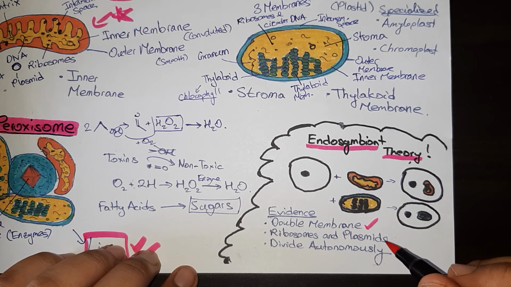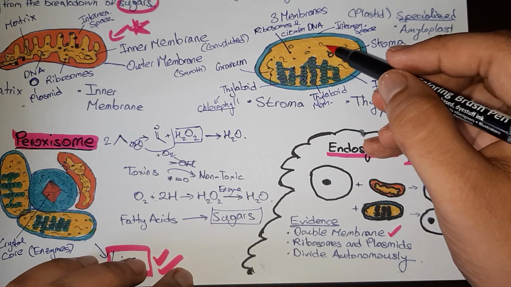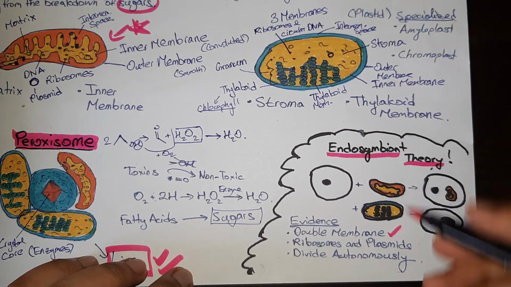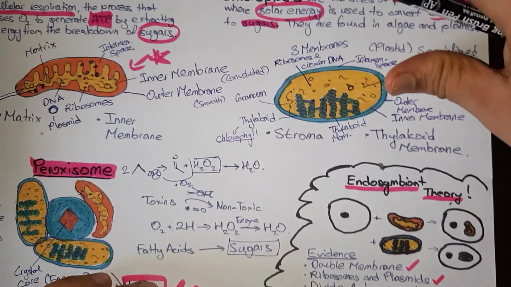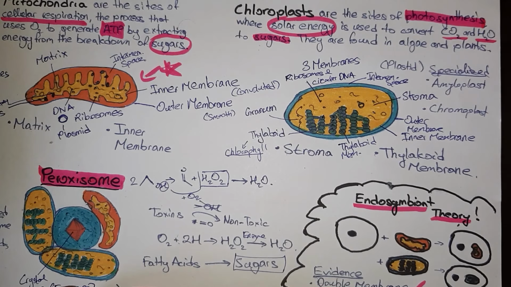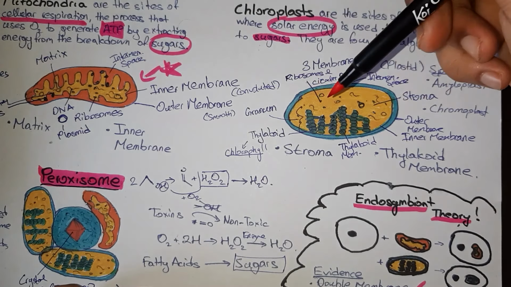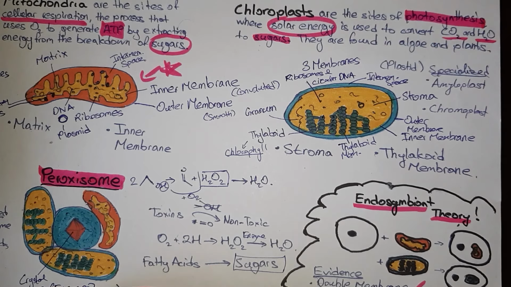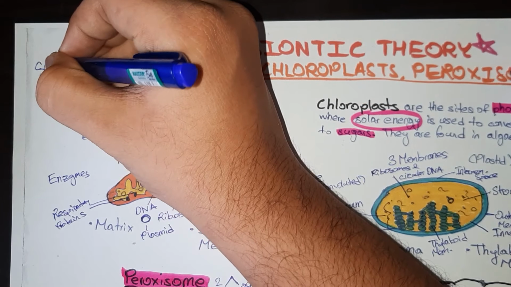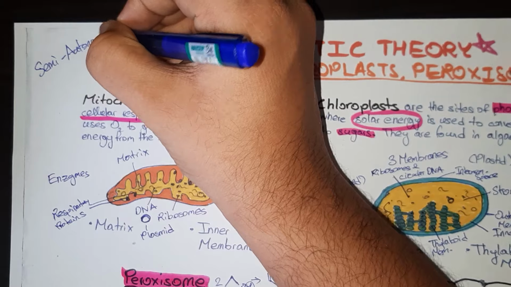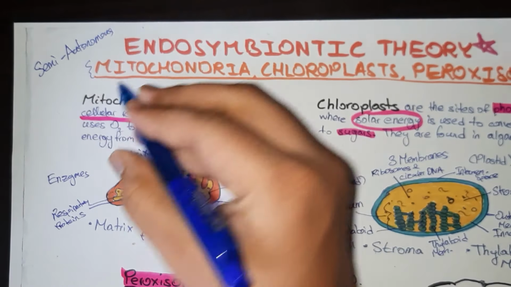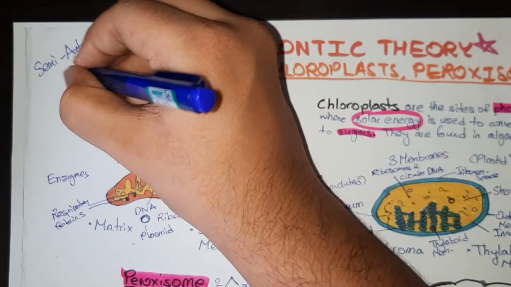The second thing is that inside they had ribosomes as well as some DNA. And this DNA was in the form of circular DNA, which is called a plasmid. And the third important thing is that a cell divides by itself, but these organelles are considered semi-autonomous. This is very important. Semi-autonomous. And this applies to all three organelles here. This and this.